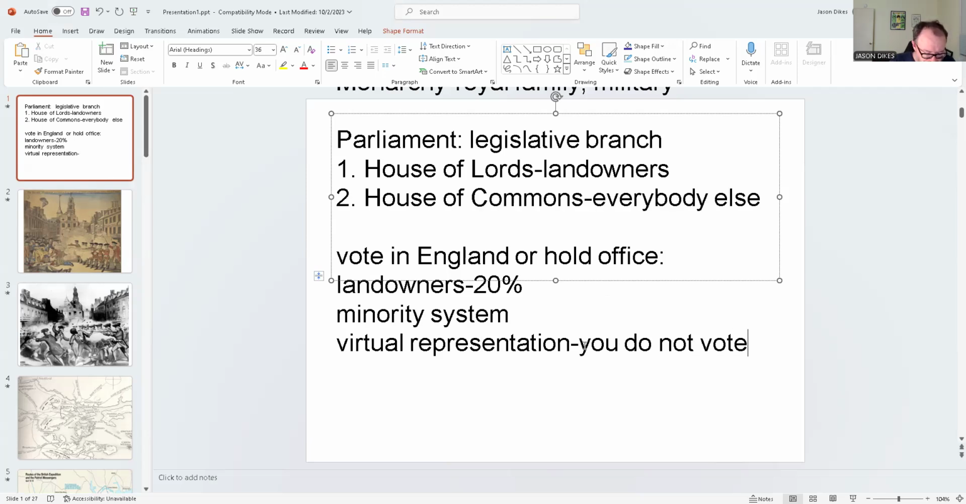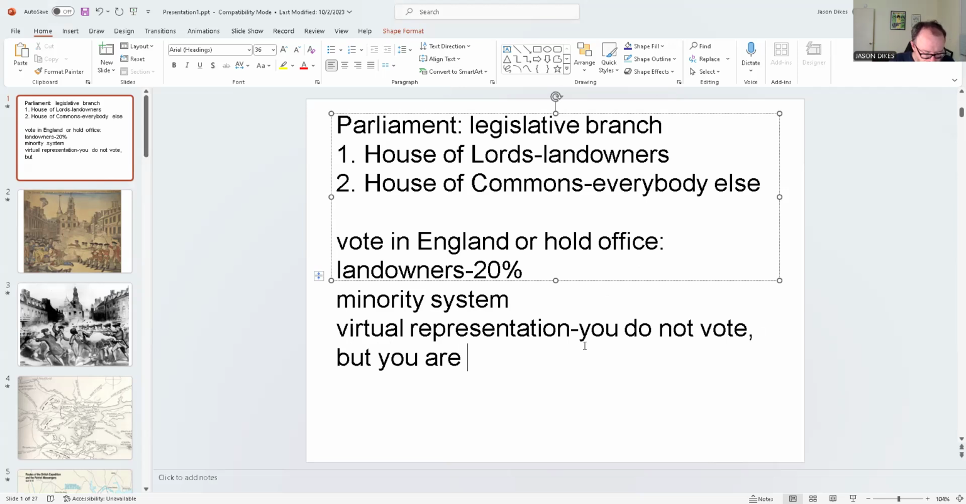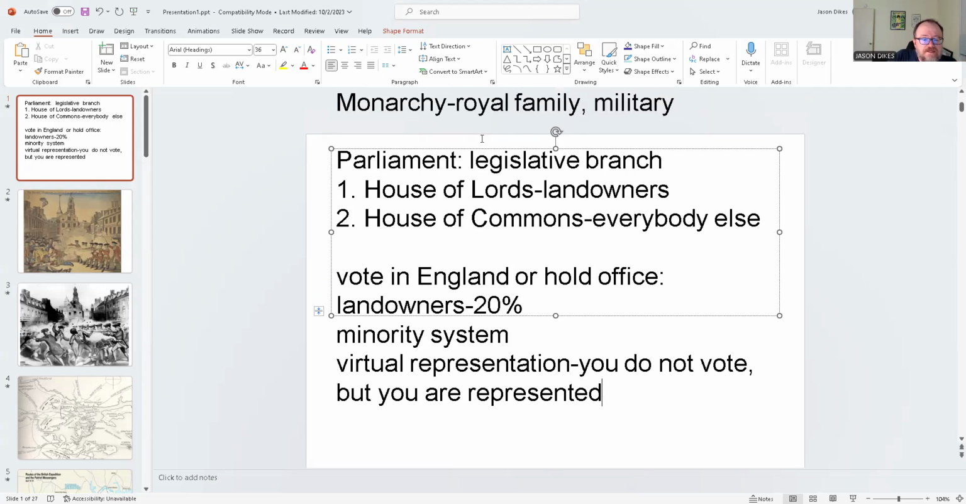you do not vote, but you are represented virtually. Okay? We have virtual representation in the United States. We don't allow people under the age of 18 to vote. We don't allow felons to vote in a lot of states, and we don't allow people who are institutionalized to vote either. So we do practice virtual representation in the United States, but in England, it was really practiced, okay?